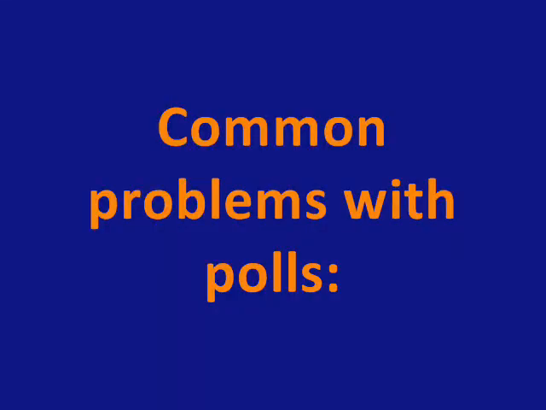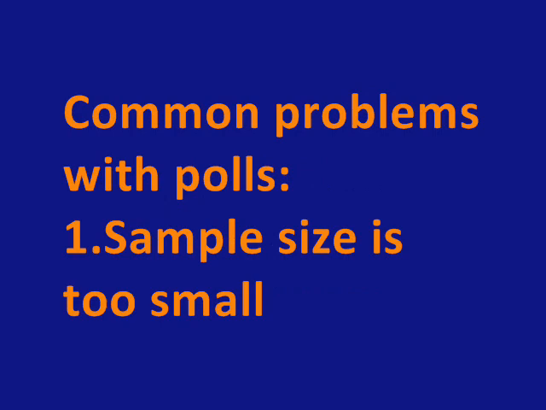There are some common problems that may skew the result of any poll. The first one is that the sample size is too small. The smaller the sample size, the larger the margin of error. If you have a large margin of error, you can't really be sure of what the polling is telling you.